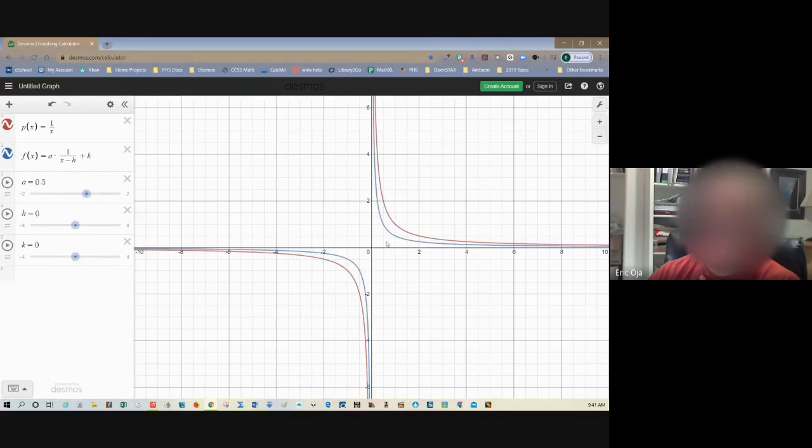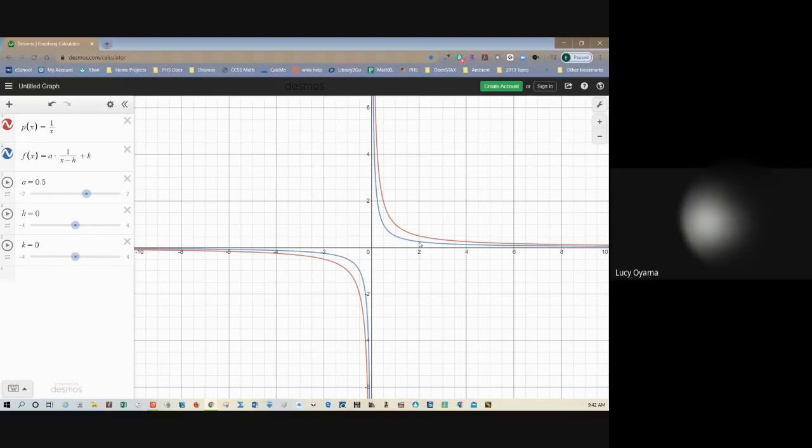Look what happened. See, they get pushed down. We used to have a point at 1, 1, and now we have a point at 1, and then 1 times 1/2 is 1/2. See what I'm saying? We used to have a point at 2, 1/2, and now we have a point at 2, 1/4. Okay, so there's one effect we can have.